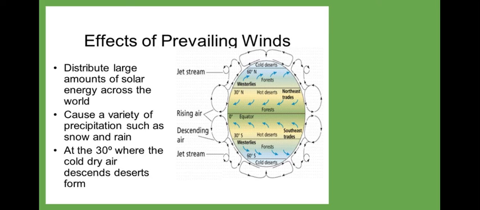What are prevailing westerlies? Between 30 and 60 degrees latitude, the winds that move towards the poles appear to curve to the east. Because winds are named from the direction in which they originate, these winds are called prevailing westerlies. Prevailing westerlies happen in the northern hemisphere and are responsible for weather movements across the United States and Canada.